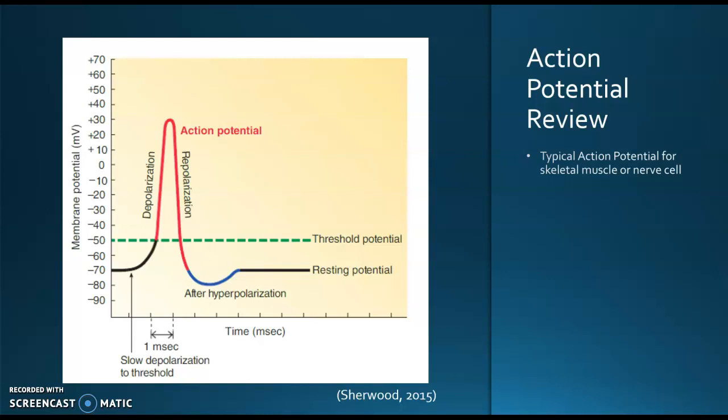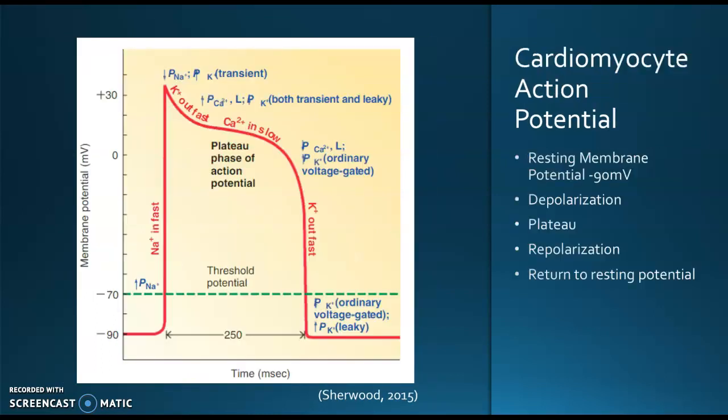You're looking at a time frame of 2 to 3 milliseconds from start to finish, very quick, and requires multiple neural stimulations in order to continue sending that action potential and meeting that threshold. What we're going to transition into is that cardiomyocyte action potential. And this graph, you notice, looks a little bit different.